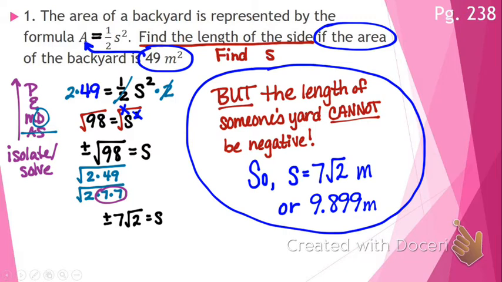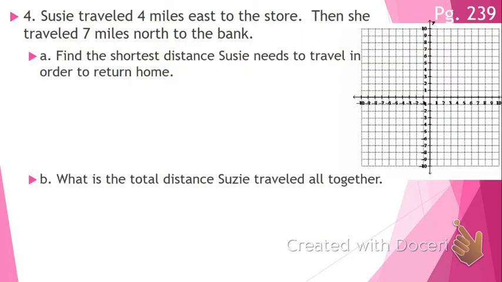All right, flip over to page 239. Page 239. Question number 4 up at the top of the page. Susie traveled 4 miles east to the store. Then she traveled 7 miles north to the bank. Find the shortest distance Susie needs to travel in order to return home.